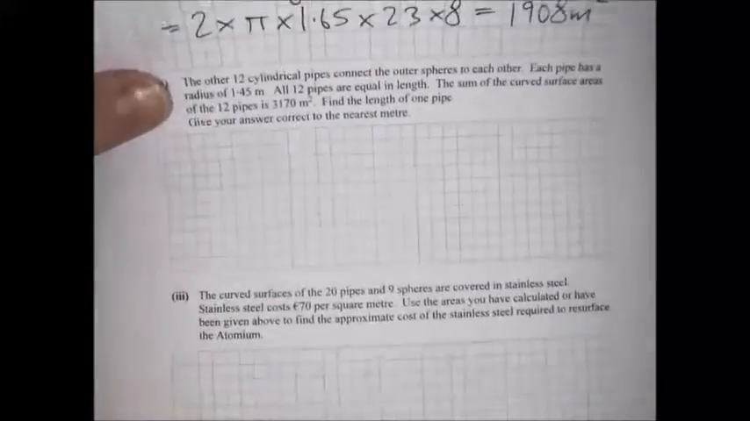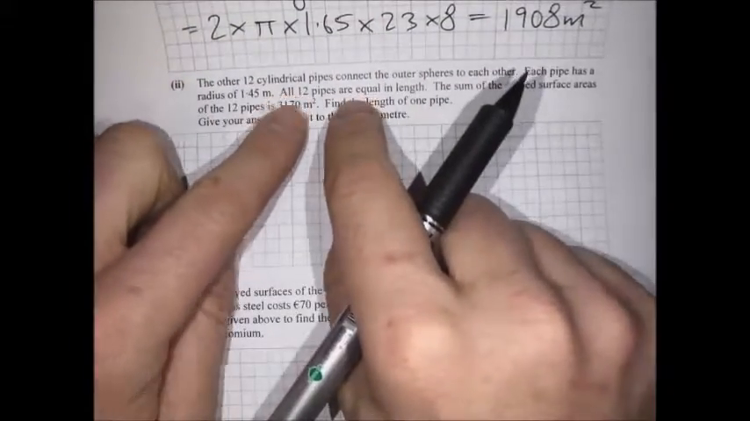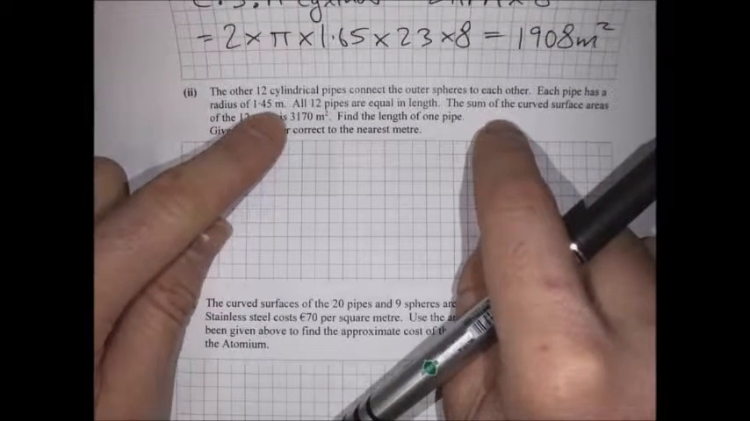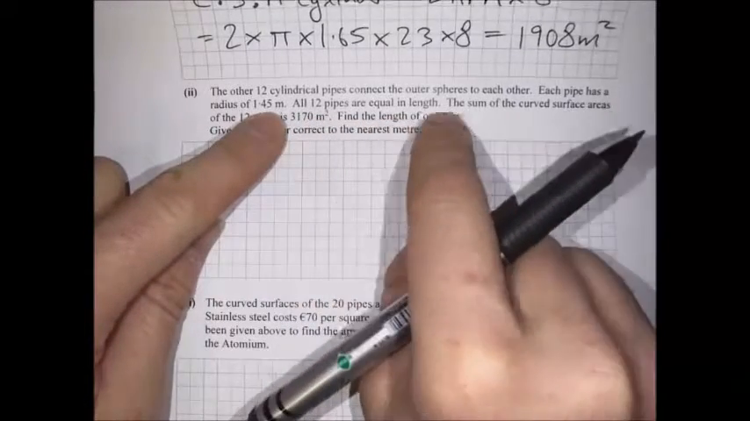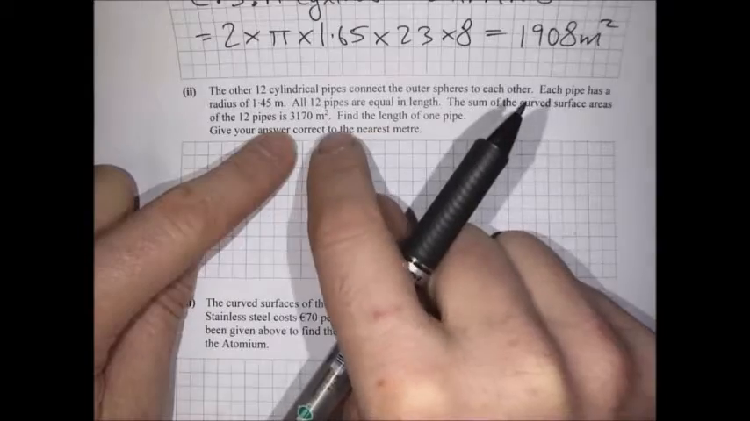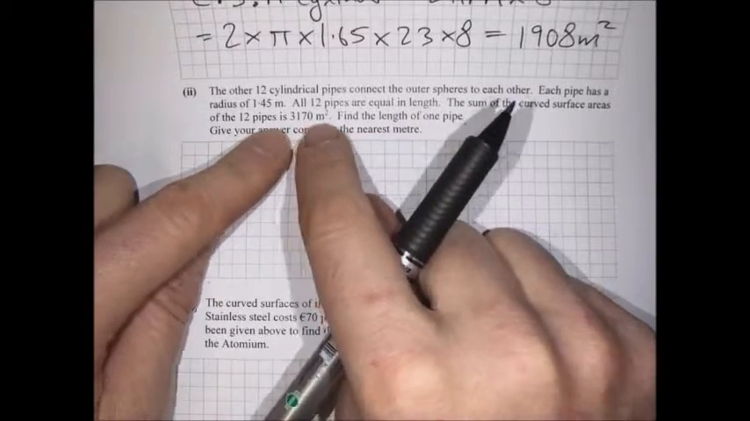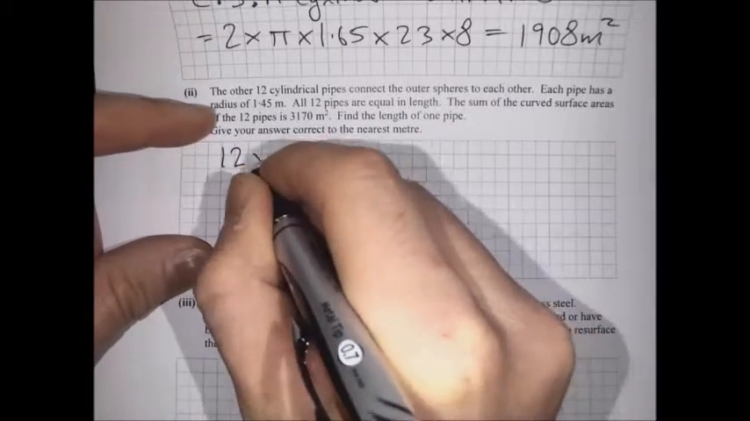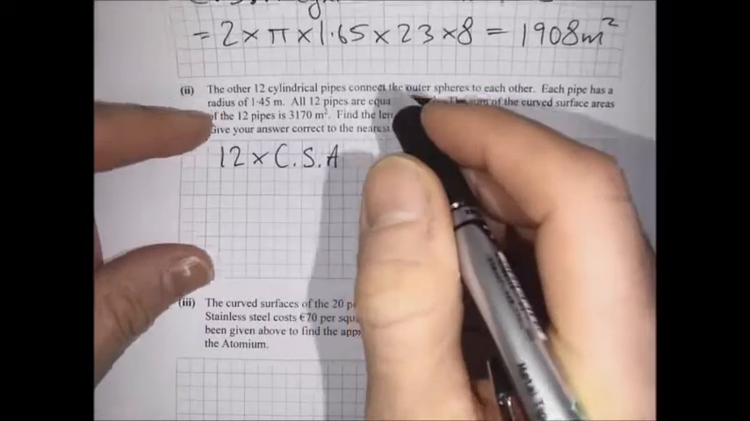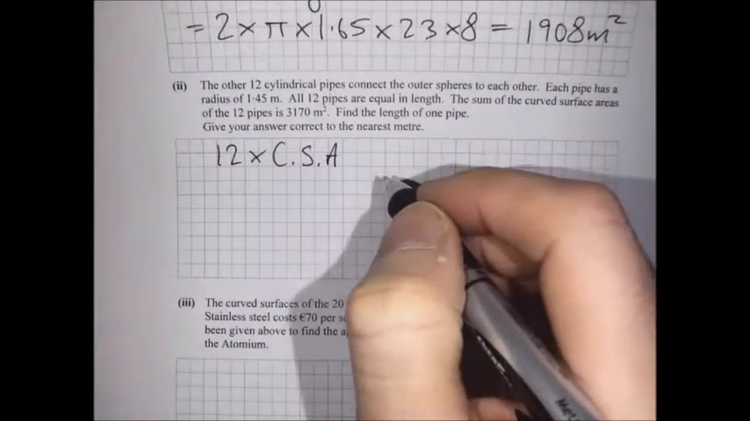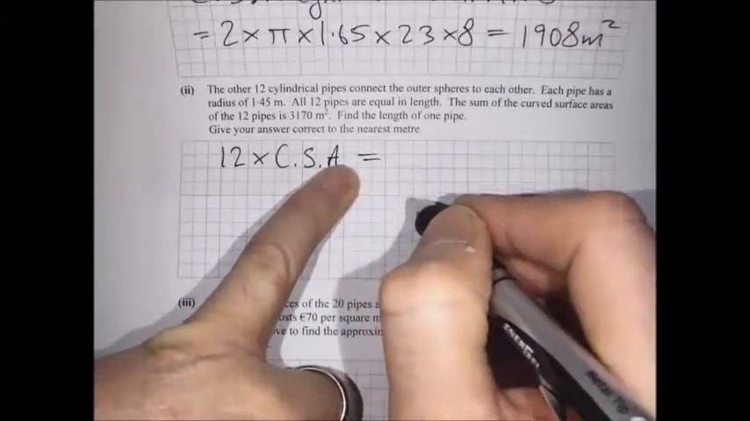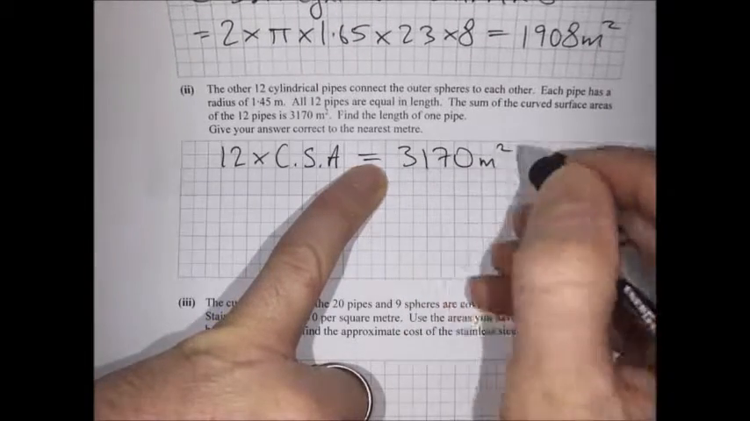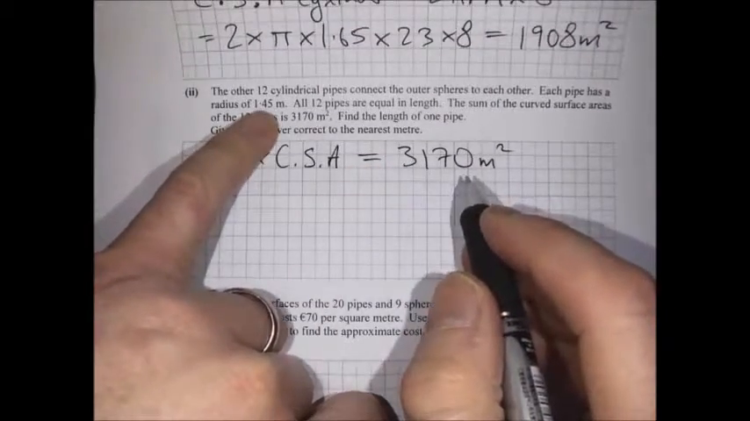Moving on, we're looking now at the other 12 cylindrical pipes. So these are different, and they connect the outer spheres to each other. Each pipe has a radius of 1.45. All 12 pipes are equal in length, and they're telling us that the sum of the curved surface areas is 3170, right? So we have 12 pipes, that's 12 times the curved surface area, equals 3170 square meters. And they're telling us that the radius is 1.45 meters.